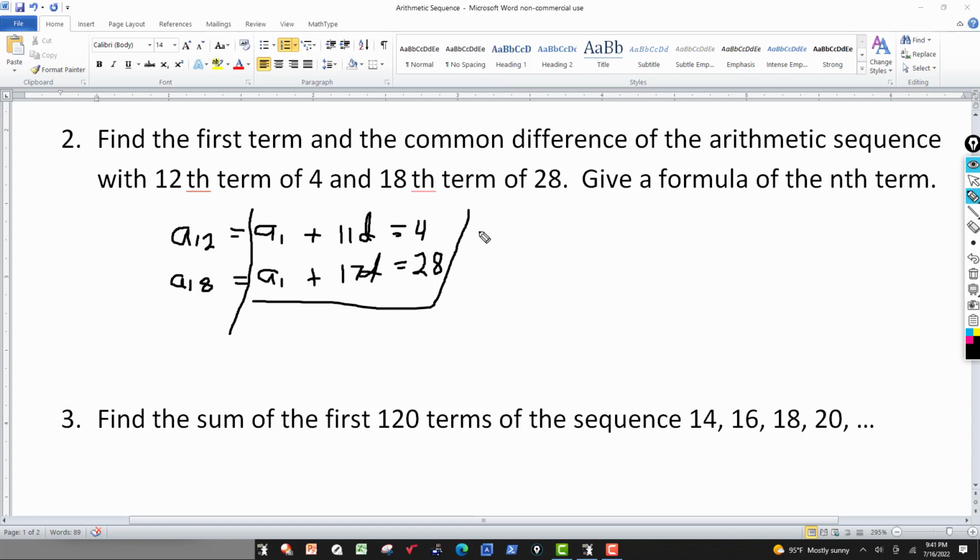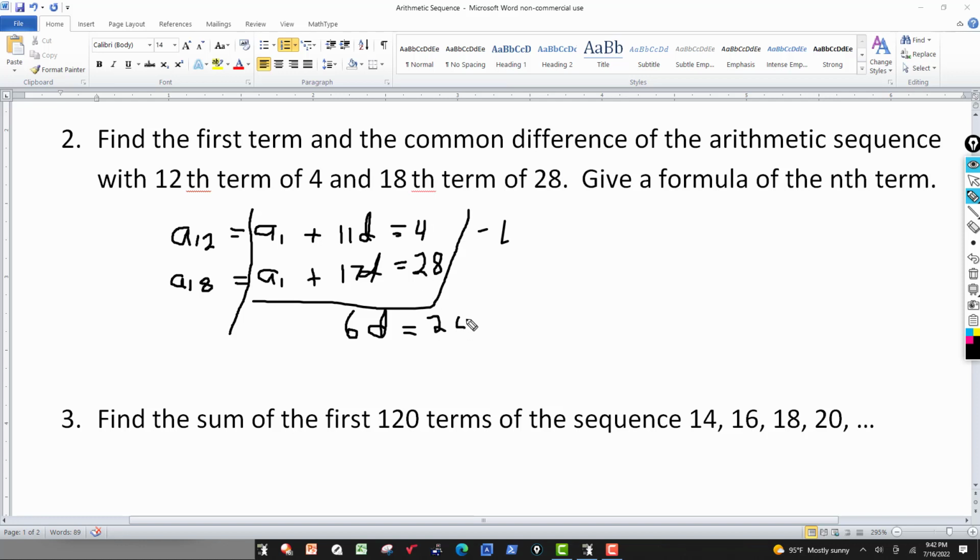So let's just eliminate. Let's do it by elimination. I'm going to multiply the first equation by minus 1. So that's minus 1A1 and A1, that cancels. I have a minus 11D and 17D, that's 6D. And then it's multiplied by minus 1, minus 4 and 28 is 24.